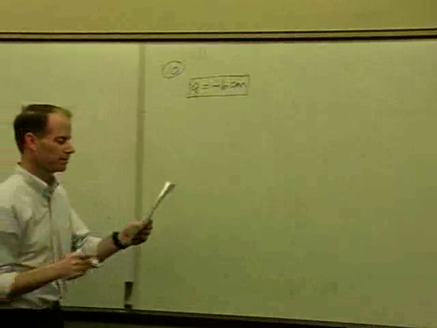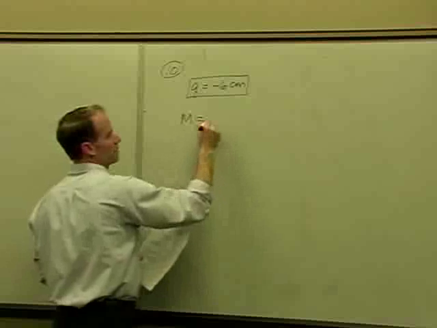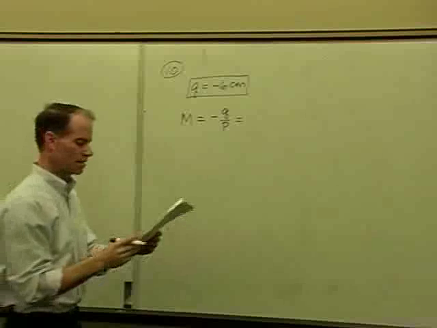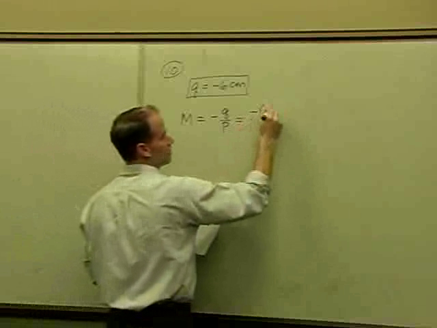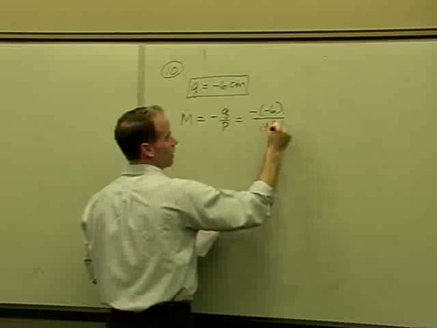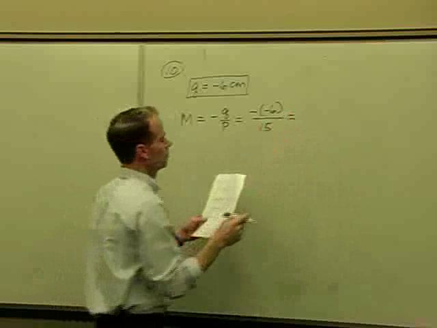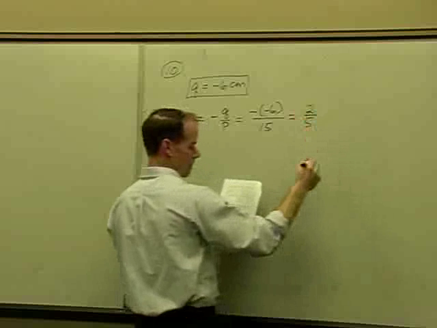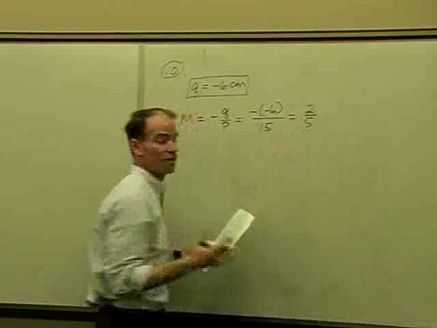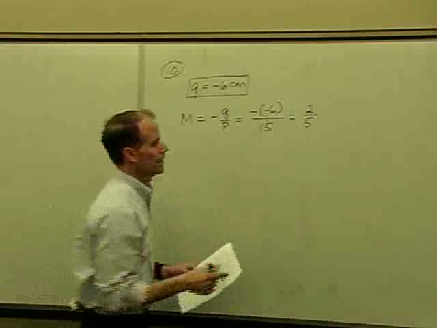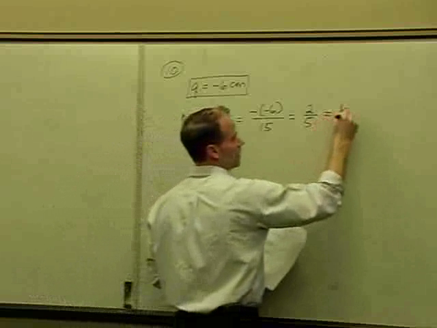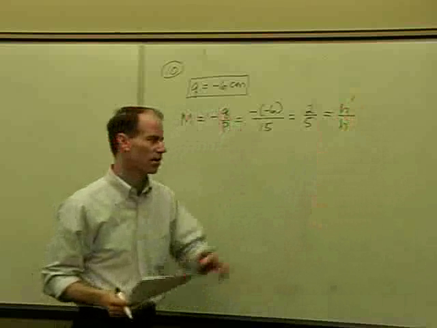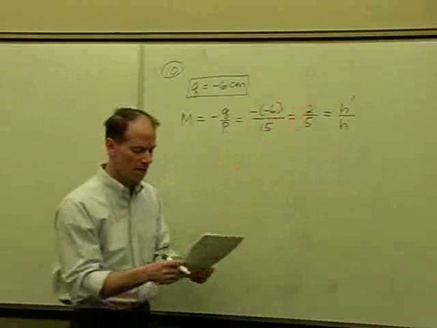So in this one, we would say the magnification is negative q over p. And so that would be equal to negative negative 6 over 15, which would be 6/15 or 2/5. And so our magnification is a positive 2/5, which should be equal to the image height over the object height. In other words, what our image looks like compared to the object.